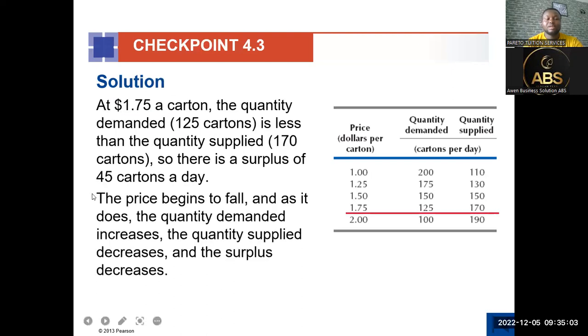So that is what they do. The price begins to fall, and as it does, quantity demanded will increase, quantity supplied decreases, and then the surplus will decrease. So the surplus will keep on decreasing as price falls until we get back to the equilibrium.